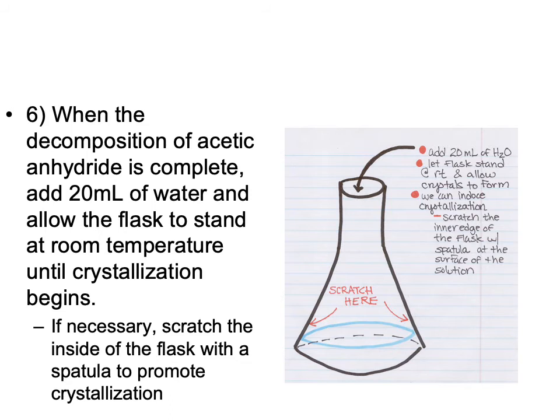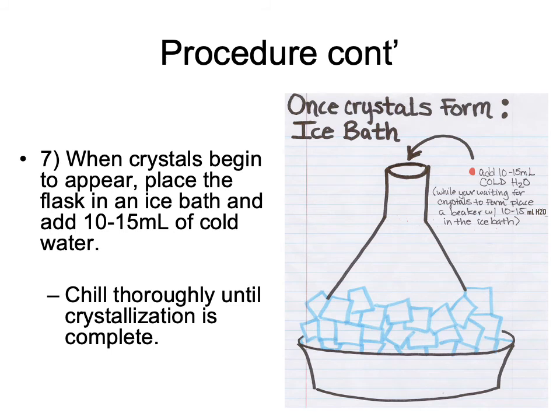When the decomposition is done, we are going to add 20 milliliters of water, so we make sure that all the crystals form. Just wait for some minutes, and then, as you see in this slide, we are going to place the Erlenmeyer flask inside water and ice to make the crystallization go further.